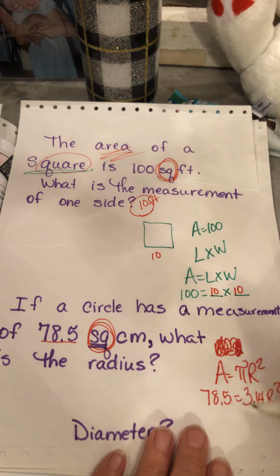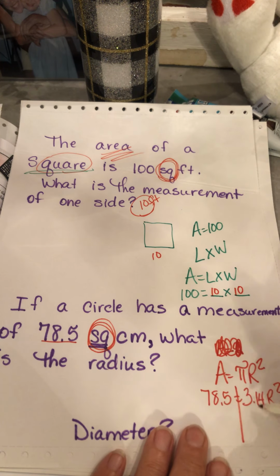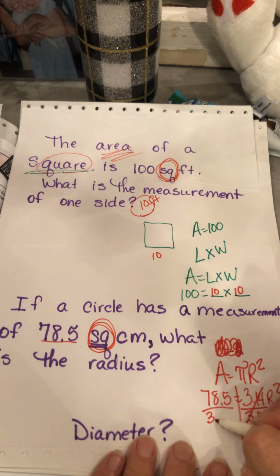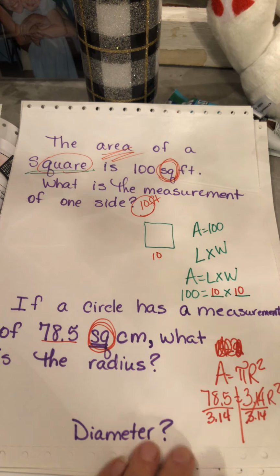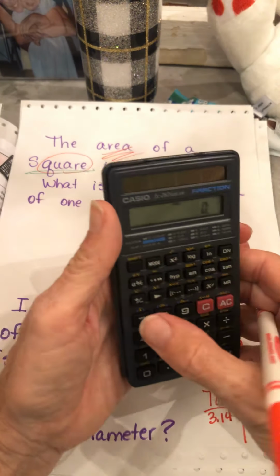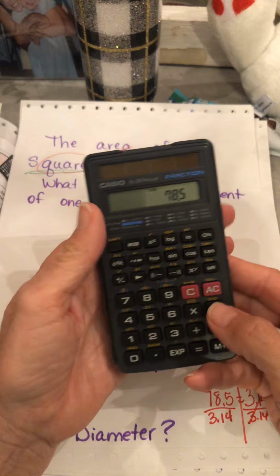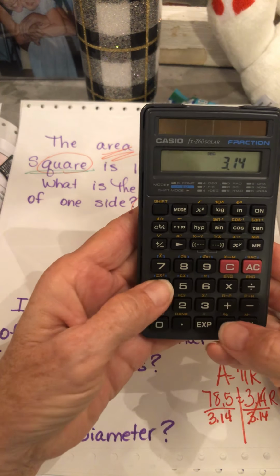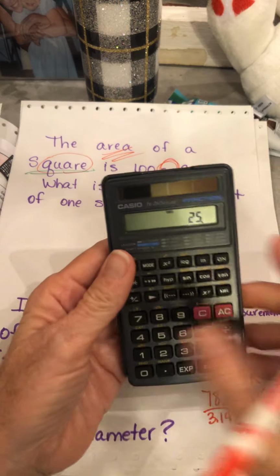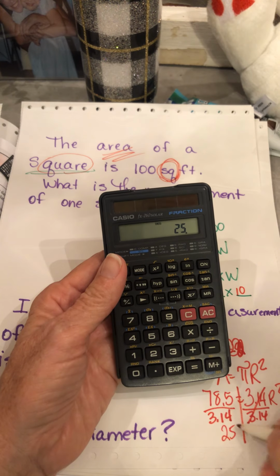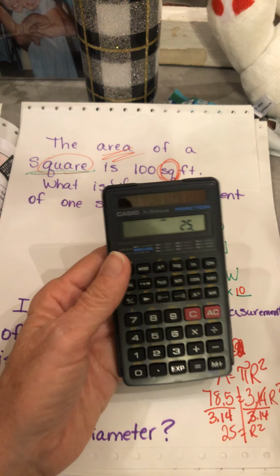Just like on the page before, I need to get r alone. So what am I going to do? I'm going to divide this side by 3.14, which goes away. But I need to divide this side by 3.14. So I'm going to take out my calculator. I'm going to say 78.5 divided by 3.14. That gives me 25. So this is 25, and I've got r squared.